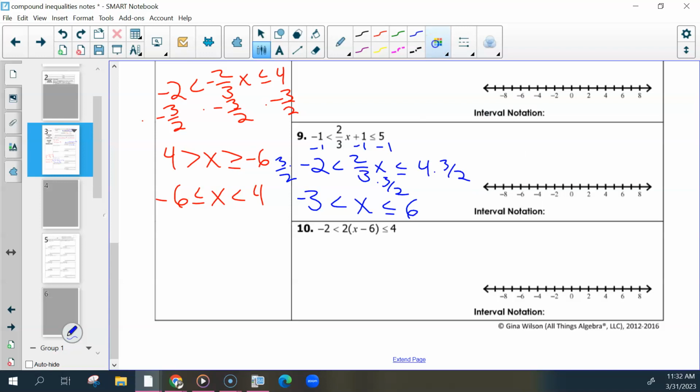Okay, so then graph this. Negative 3 open, 6 closed, line in between. I'm not graphing the overlapping, but if you need to see that or want to do that, you can. And then how would we write the interval notation?